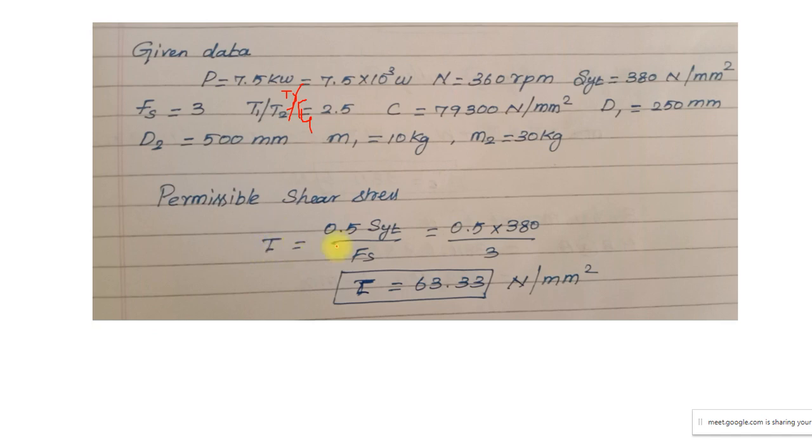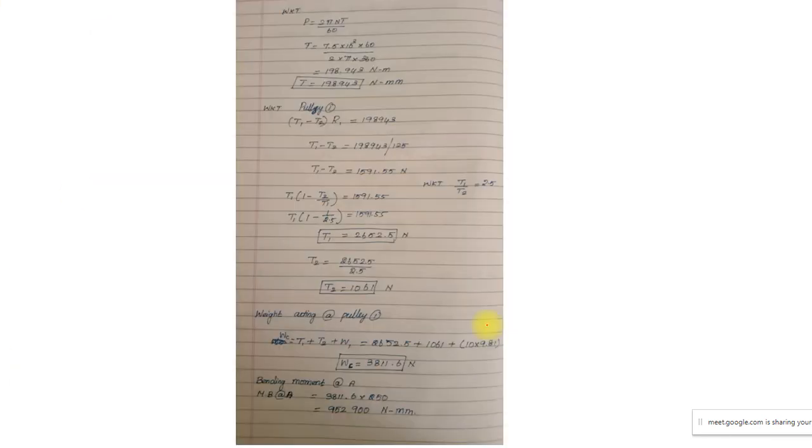To find out the allowable shear stress, the formula is, sir, this was not provided previously for us. I have discussed this only in one worked out problem. To find out the permissible shear stress, if the yield strength is given, the formula is 0.5 into yield tensile strength divided by factor of safety. So now I have the shear value. Once I have the shear stress value, I can proceed further.